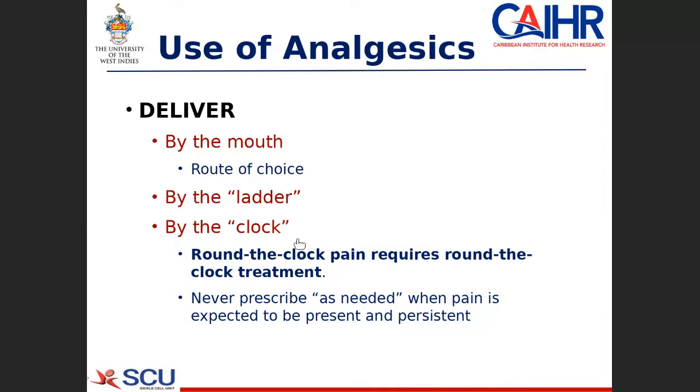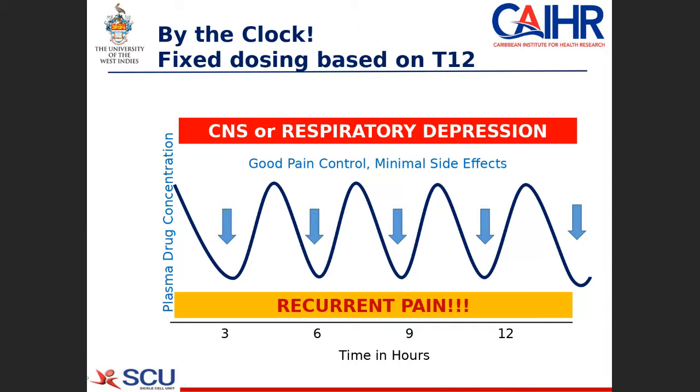And when we're giving analgesics, we try to encourage by the mouth, by the ladder, and by the clock. Okay? If for some reason you can't give by the mouth, certainly IV, IM. By the ladder, which means that we're using our WHO ladder, and by the clock means that we're going to prescribe our medication based off of the half-life and the pharmacokinetics of the drug. So we know that a drug is supposed to be prescribed every 8 hours or every 6 hours or every 4 hours. We're going to prescribe it as such, and we're not going to prescribe it PRN.